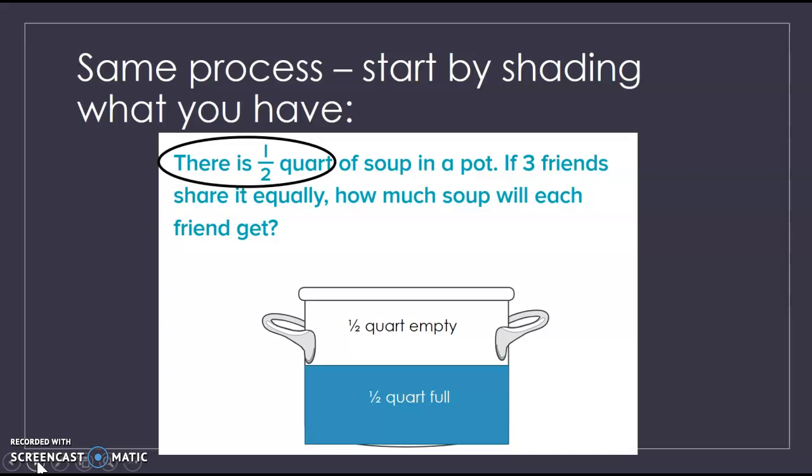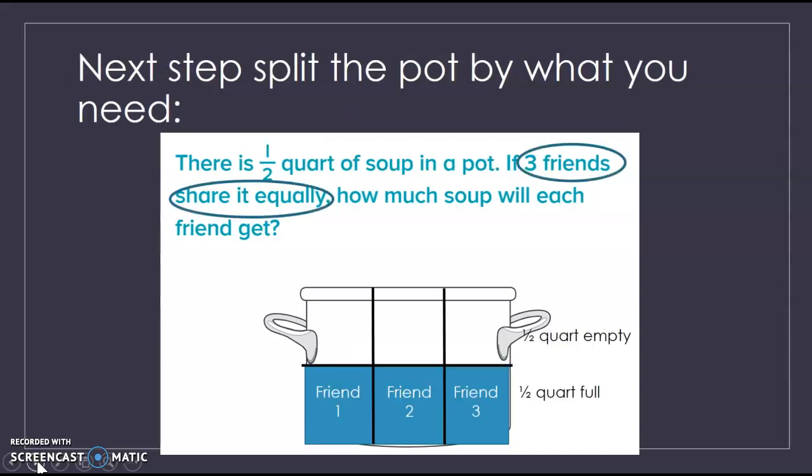So now I'm going to take what I have, and I'm going to split the whole pot into 3 equal groups. So you're going to notice I split the whole pot, even the empty portion, right? So I have the full portion and the half and the empty half, and I've split them all equally for the 3 friends. And you can see the amount that each friend is going to get.